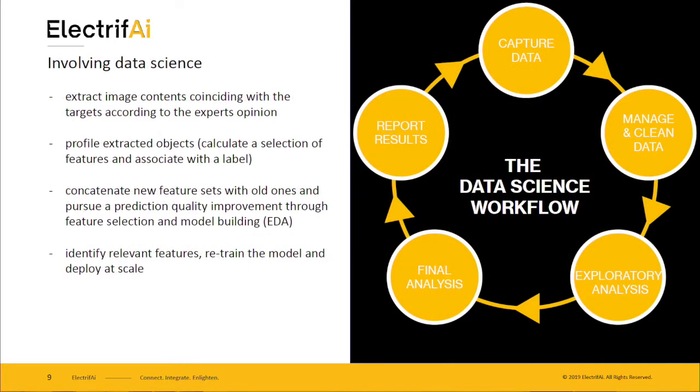So we want to involve the images in the data science loop. Ideally, we'd like to extract image contents coinciding with the targets according to the expert opinions. That is, if there's a tumor, for example, in the organ, we want to have a mechanism that can fine-tune our Curie to the specific area that coincides with our tumor in the image.